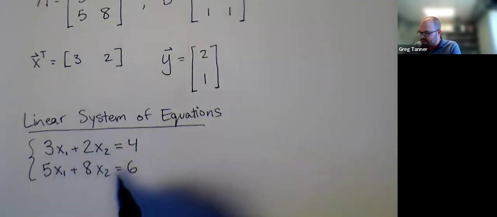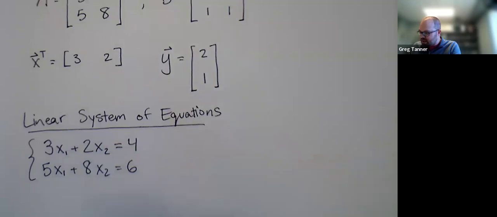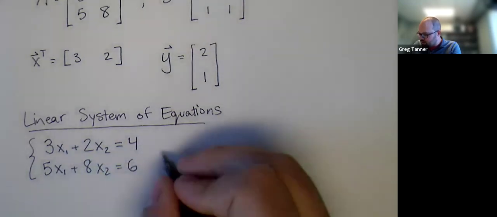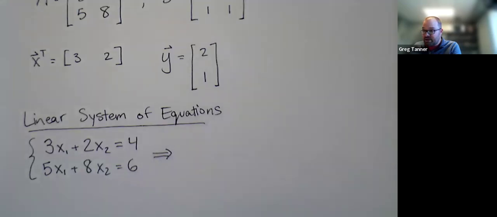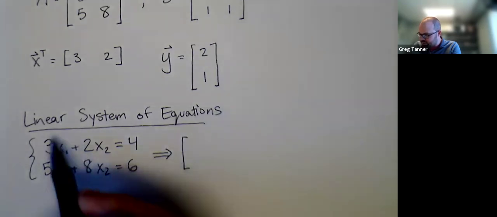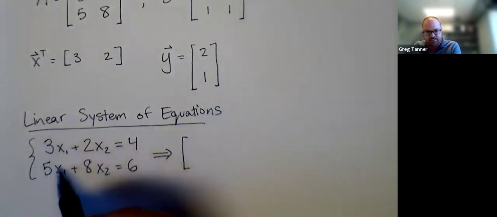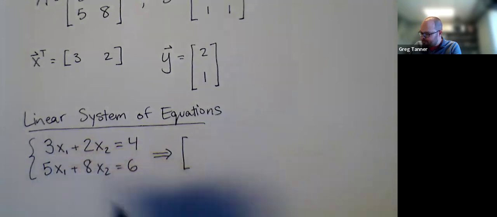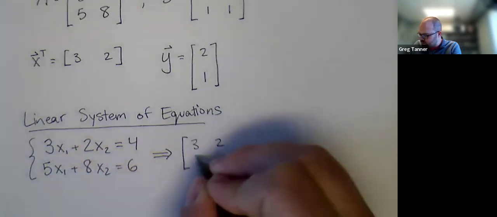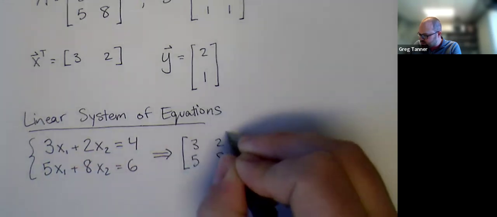So this is an example of a system of equations, and we can write this in what I'd maybe call system form here, as a collection of equations. But we can also write this same system in what's called matrix form. And so transferring it into matrix form, we look at the left side of this, these pairs of equations, and we extract the coefficients. So 3, 2, 5, 8.